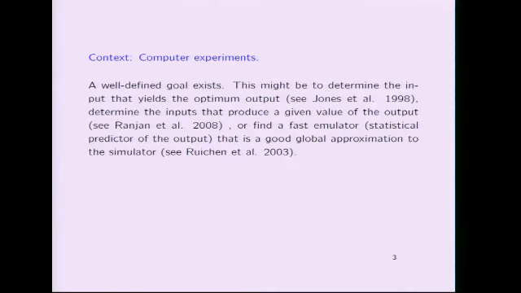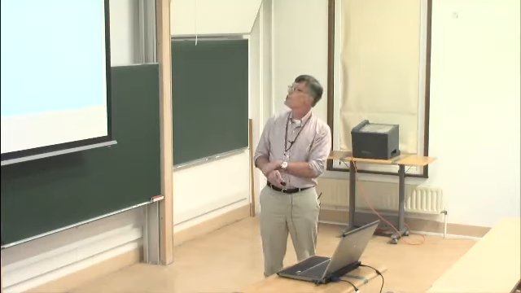Possibilities are to determine the input that yields the optimum output. That was the focus of a lot of work of Will Welch's students, and one of the important papers was this paper by Jones et al. in 1998. Another possibility is to determine the inputs that produce a given value of the output. There's a paper by Ranjan and Derek and a bunch of people in 2008.